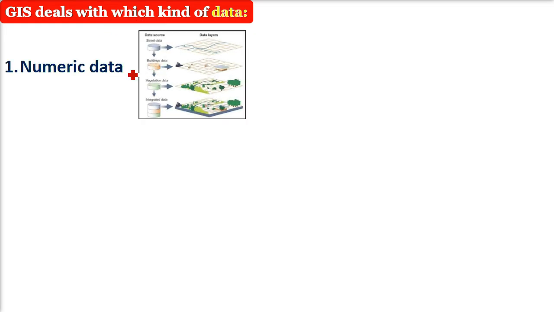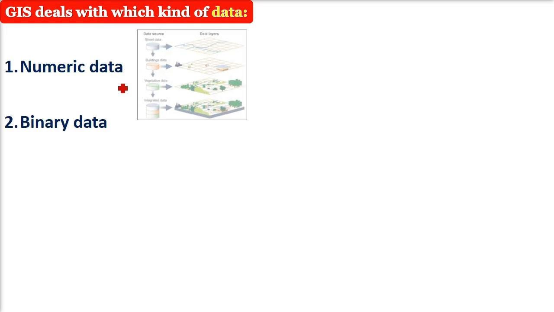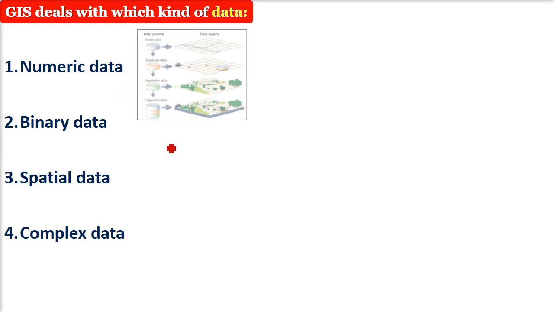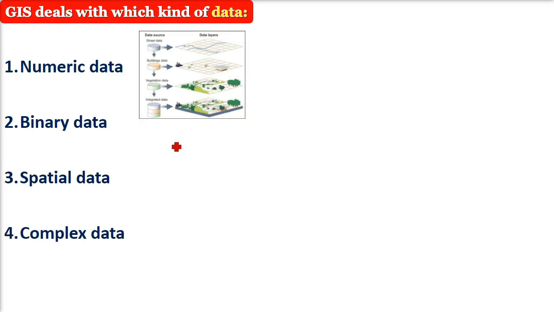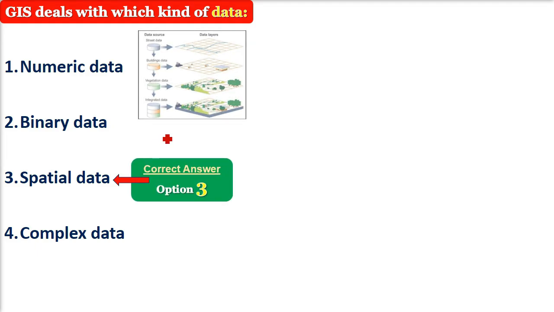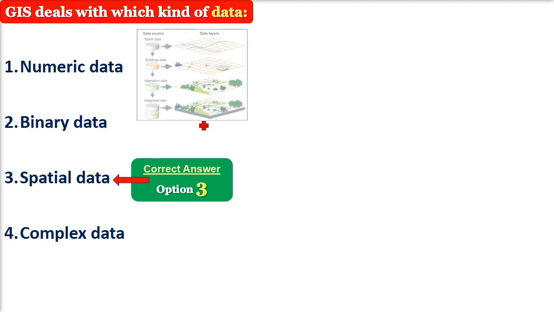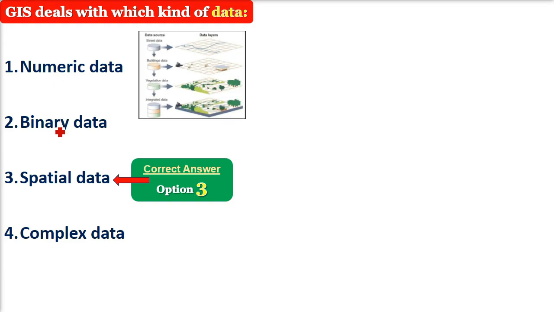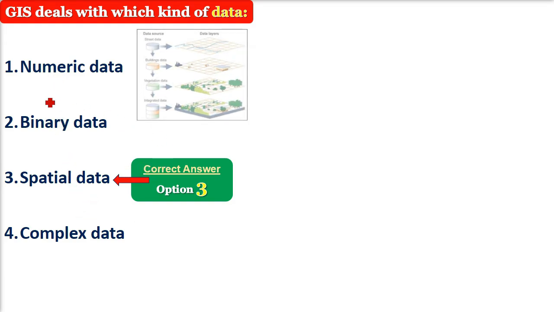GIS deals with which kind of data? Numeric data, binary data, spatial data, complex data. What do you think is the correct answer? The answer is spatial data. By the way, all the answers are correct, but we have chosen the best answer, which is spatial data, because numeric, binary, spatial, complex, all the data are there in GIS.